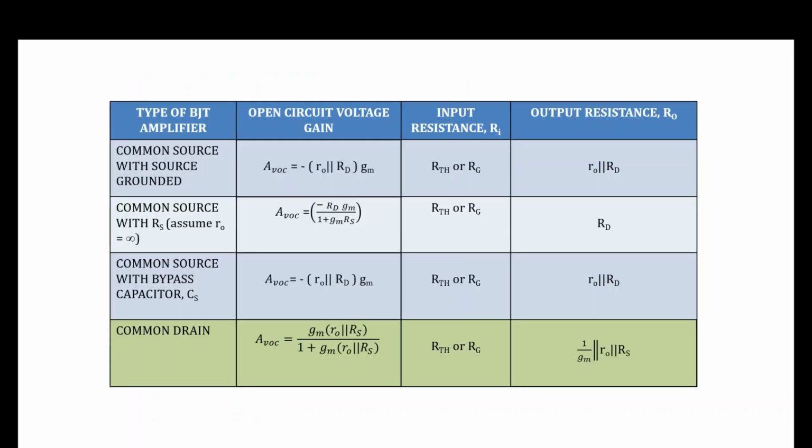Similarly, just like your BJT, I have the summary over here for your common source and common drain. You can see that your Ri is the same for all. For your common source, your output resistance is always the equivalent resistance at the output side. However, for your common drain, you have to use the formula. So that is the end for chapter 7, the FET amplifier.